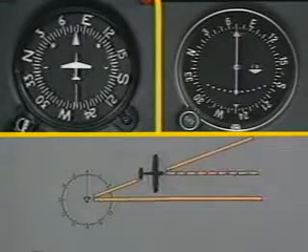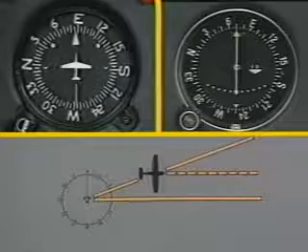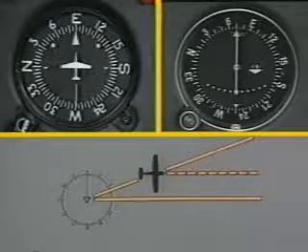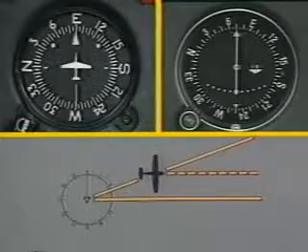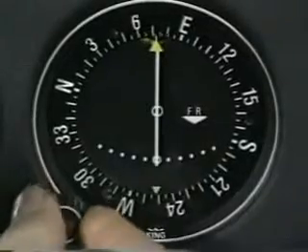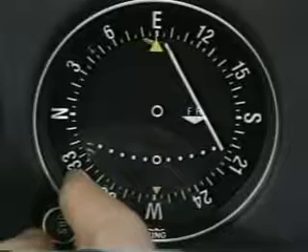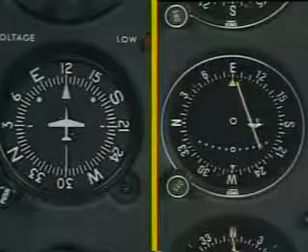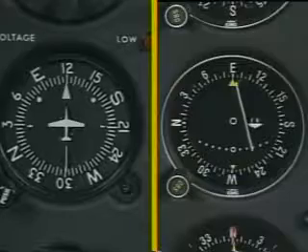It's a good idea to turn to parallel the new course before you make your intercept correction. This helps to ensure your intercept is in the correct direction. Now, rotate the OBS to enter the desired course in the course selector. To intercept the 090-degree radial, you'll need to turn right. Continue to fly the heading until the CDI centers.